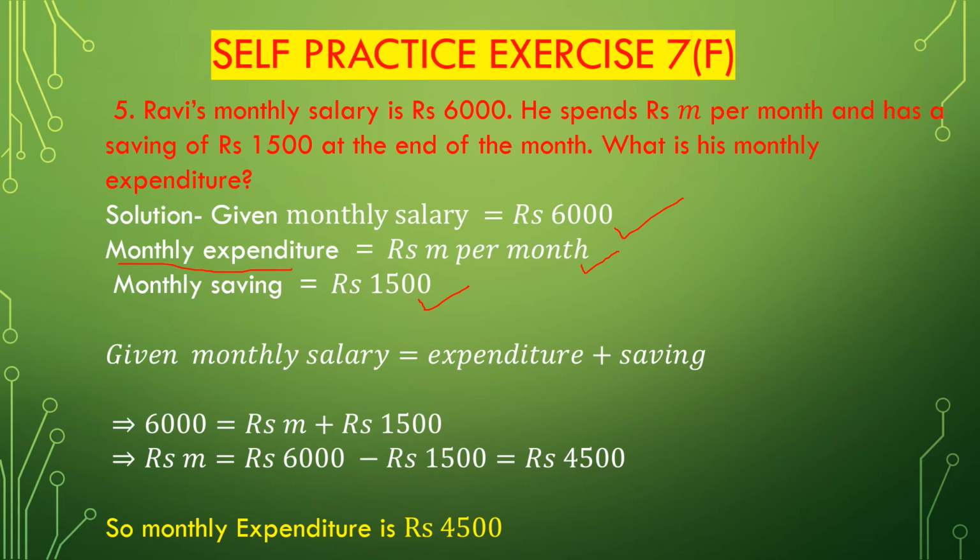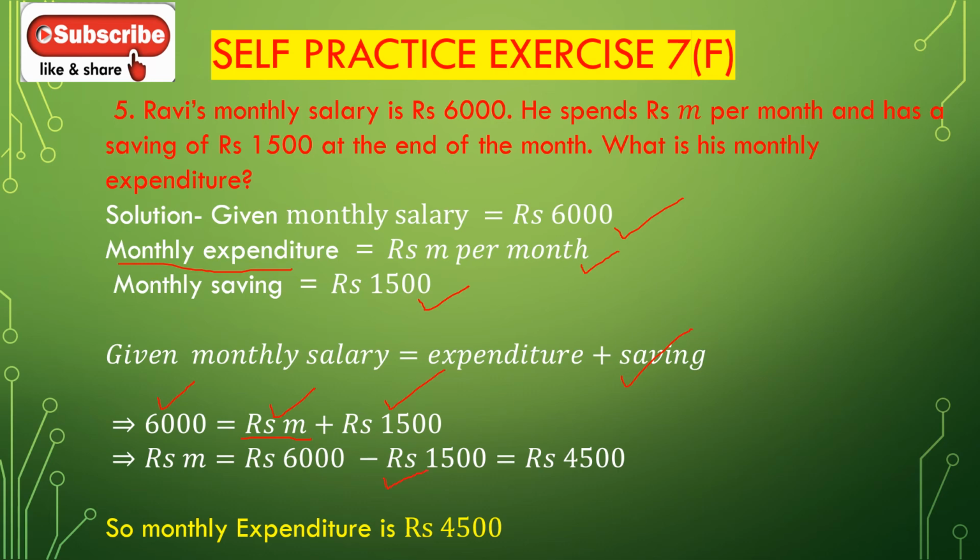We know monthly salary is expenditure plus saving. We are given monthly salary is 6,000 rupees. So 6,000 is equal to expenditure, which is M rupees, plus saving, which is 1500 rupees. So M rupees plus 1500 rupees. Now we have to find this M. So M rupees will be 6,000 rupees minus 1500 rupees.